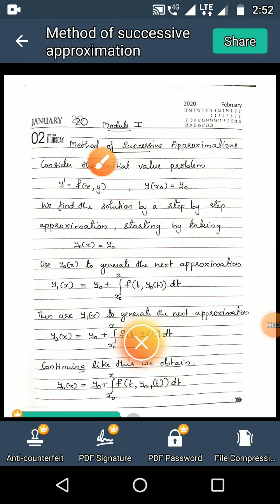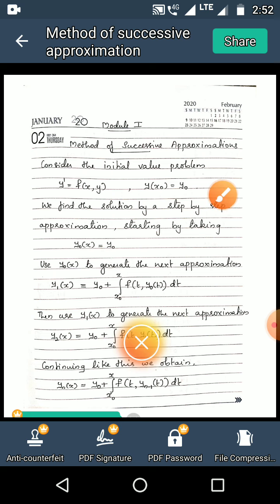Let's have a look into the topic method of successive approximations. In this method, we are solving initial value problems of the type y dash is equal to f of x y. Y dash is the derivative of y with respect to x, dy by dx. So y dash is equal to f of x y, y of x naught is equal to y naught. This is the initial condition given. So in this method of successive approximation, we are dealing with initial value problems of this general form.